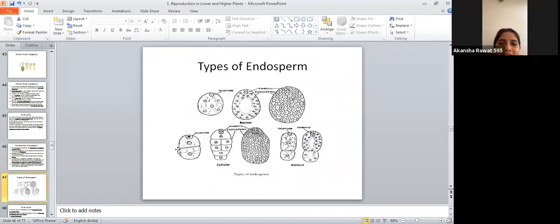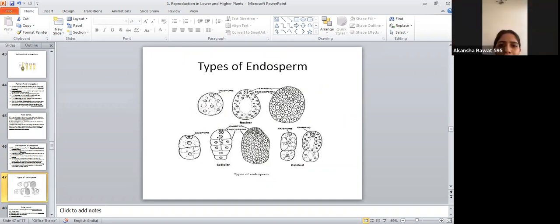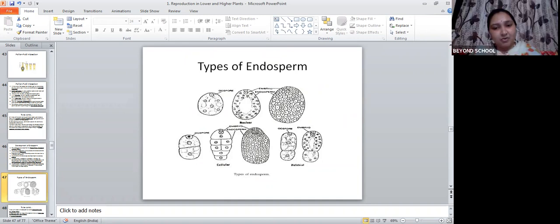Now, Akansha, this is a type of an endosperm, right? This is nuclear, cellular, and halobial. We are soon going to study the types also. Only the thing is, you just look and keep it in mind, and soon we will be studying these types in detail.